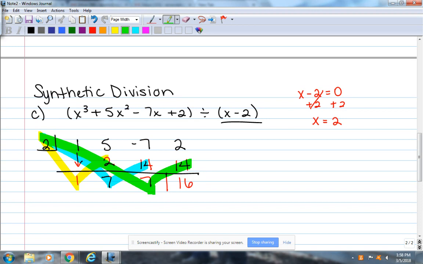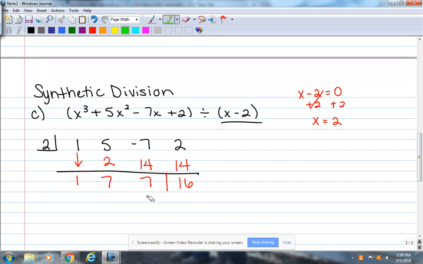So 2 times 1 is 2, last time I checked. I put it right here. Then 5 plus 2 is 7. Down the columns you add. You do 2 times 7 is 14. Add negative 7 plus 14 is 7. And then corner times bottom is 14, and then you add. Corner times bottom, then you add.